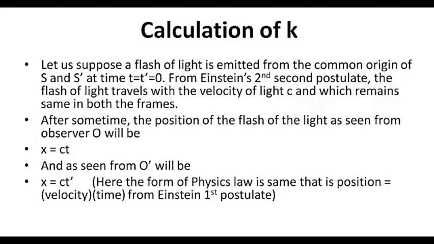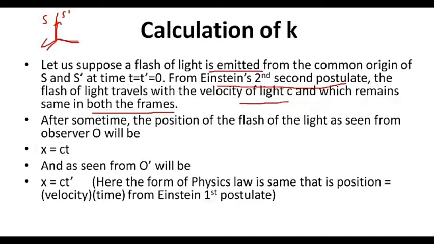Now suppose a flash of light is emitted from the common origin of S and S dash at time t equal to t dash equal to 0, which means that the S frame and S dash frame are both at the same position, and then a flash of light is emitted. Now, from Einstein's second postulate, the flash of light travels with the velocity of light c, which remains the same in both the frames in free space.